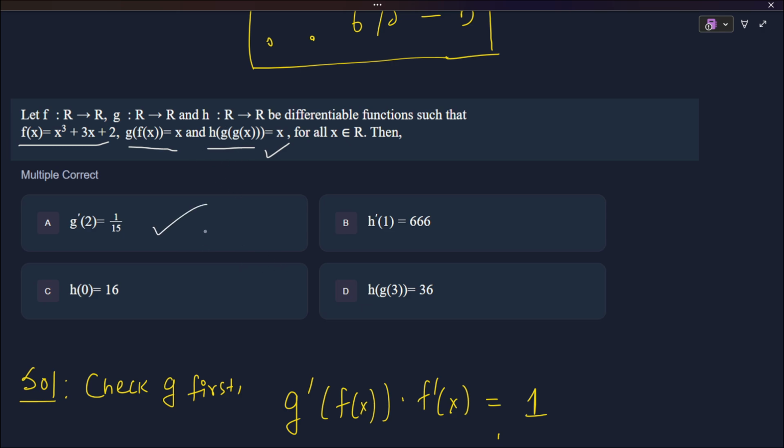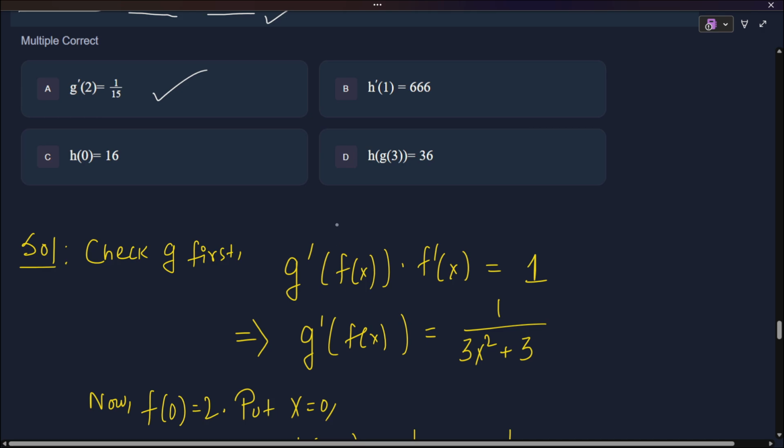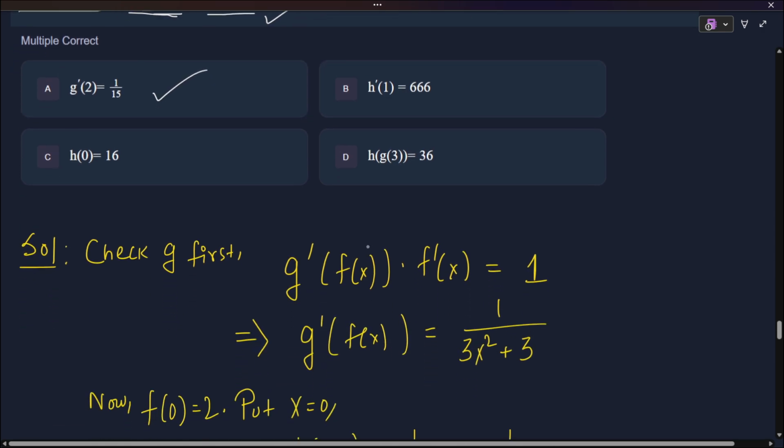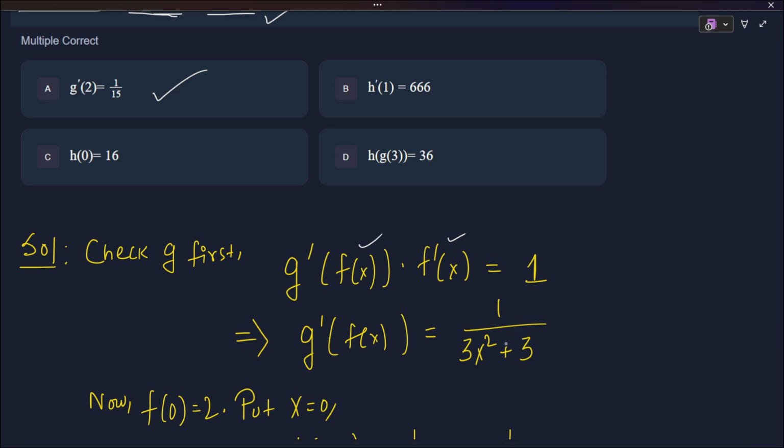First of all, let's check this. To check that, we will first do g of f of x equals x, and we apply the chain rule and find the derivative on both sides. We simply get g prime of f of x into f prime of x equals 1. Now, g prime of f of x then should be 1 by f prime of x. And what is f dash of x?